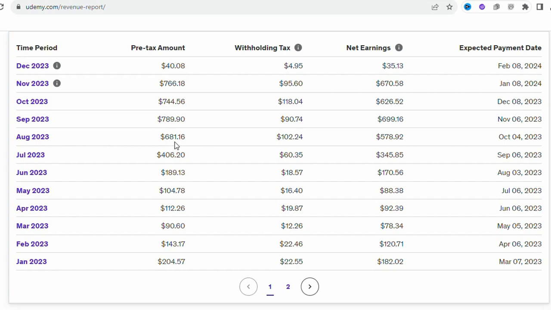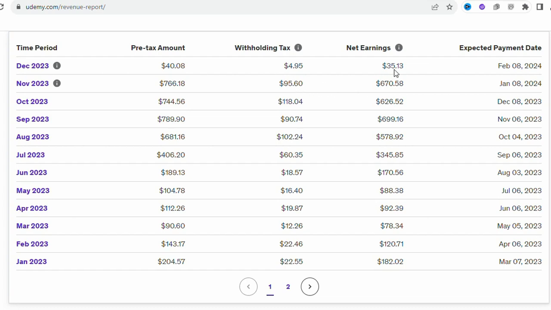You can see I generated $681 gross. Then after tax, which is $102, I was paid $578.92. Then my net profit started going up to $699. Then this one, it went down because my tax was very high, $118. I think this is the highest so far that I have paid for tax, $118. That was why you can see that my net earning is $662. Then for this one it is $670 and my tax here is $95.